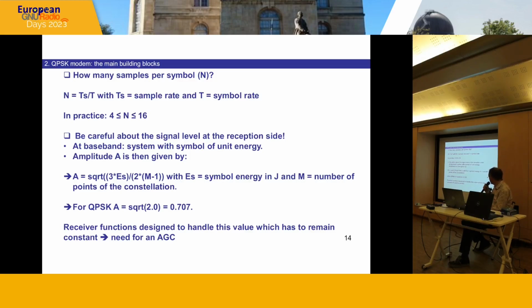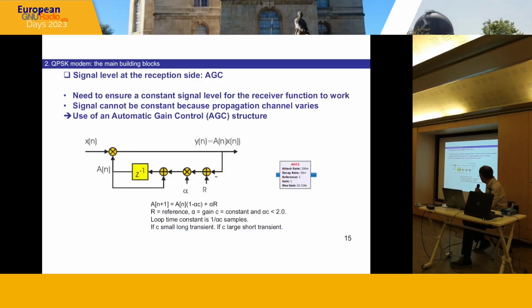So to start with, what do you do? You start with unit energy. You take your QPSK constellation and you take 1 joule for Es, which is the symbol energy. To get the amplitude, you apply this formula here, and it gives you an amplitude of 0.707, which is the square root of 2 over 2. The receiver functions are designed to handle this value, which has to remain constant. So the AGC is also a block that you will need.